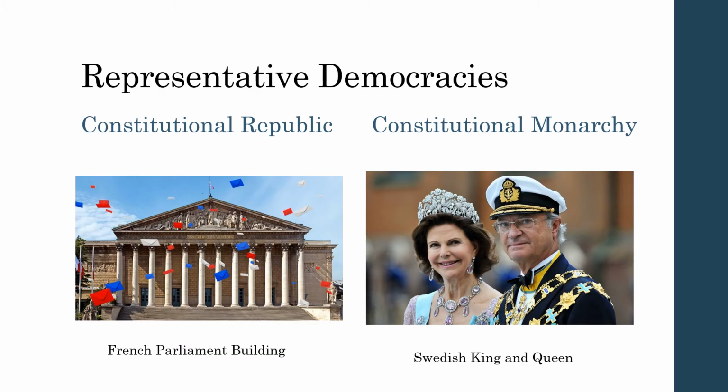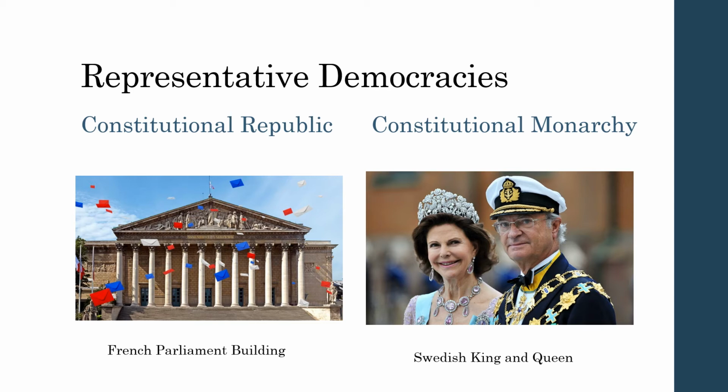So when we look at representative democracies, which is what most democratic countries have for the majority of their laws, within that, there's also two types. And so we can have what's called a constitutional republic. The United States is a constitutional republic, so is France, so are many of the European countries. And a constitutional republic basically means there's a constitution and there is no monarch.